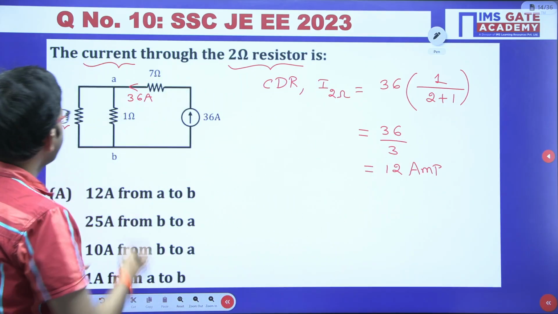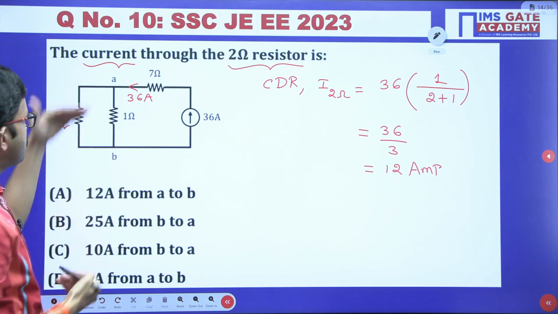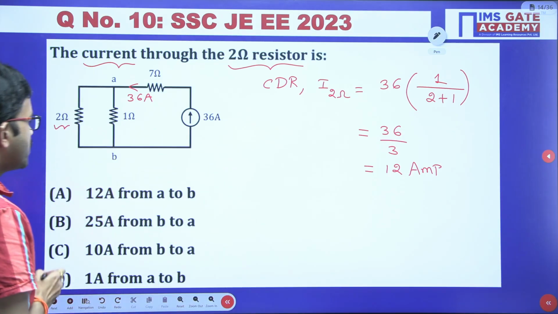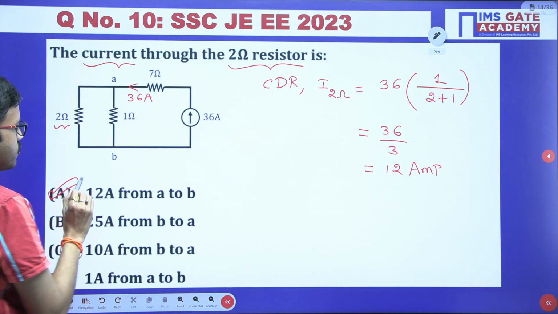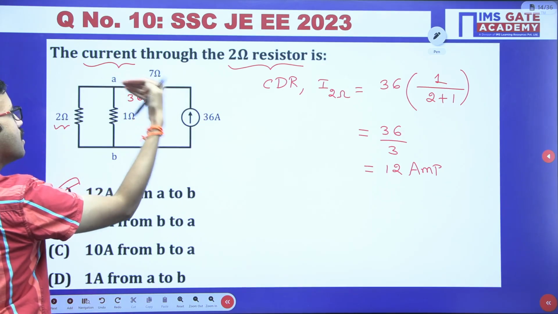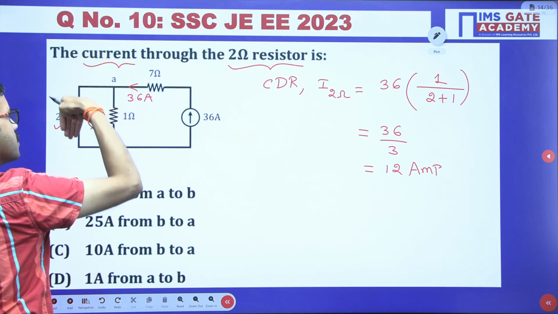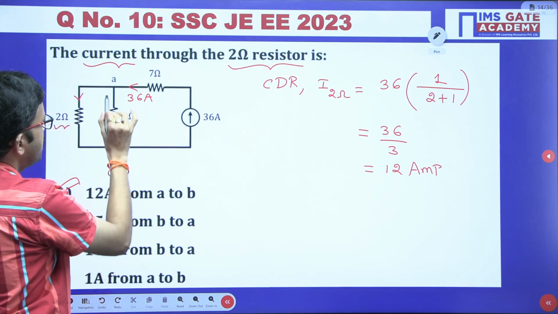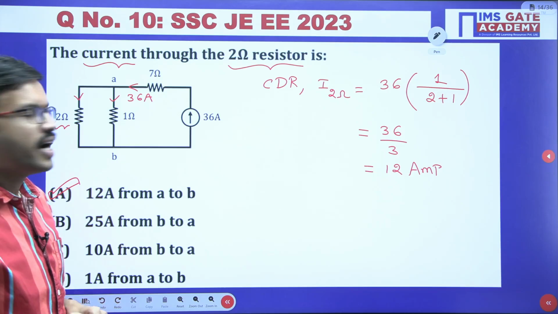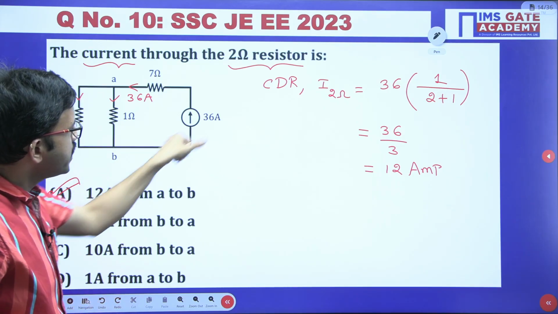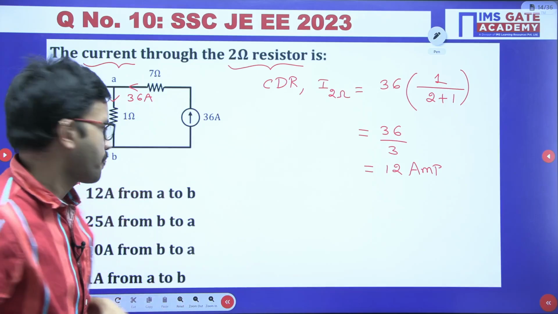So here the current is flowing between the terminals A and B in the 2 ohm resistor. So that means option A is the correct one. 12 ampere is flowing from A to B because current is entering like this, right? This current is going in these 2 branches like this. And similarly, if you apply KCL at this node, in these 2 branches currents are entering, the entire current is going like this.